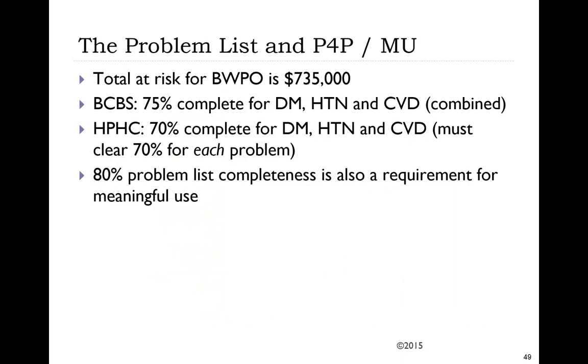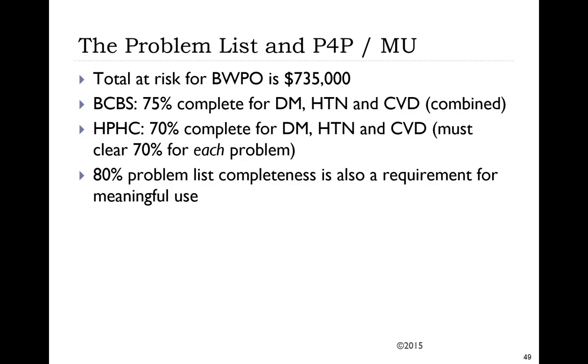One of them was pay-for-performance dollars at stake. In our contracts with a couple of large payers in Massachusetts, Blue Cross and Harvard Pilgrim Healthcare, they had established targets that said that basically 75% of our patients with three sets of conditions that they were interested in had to have them correctly on their problem list. Otherwise, we had to give back $735,000, which is a lot of money for us.